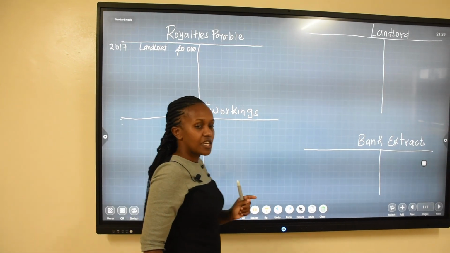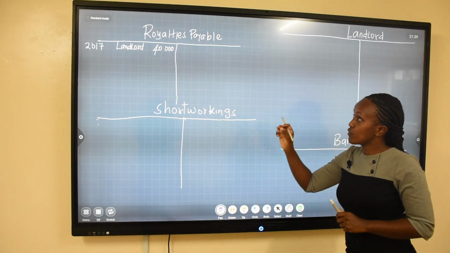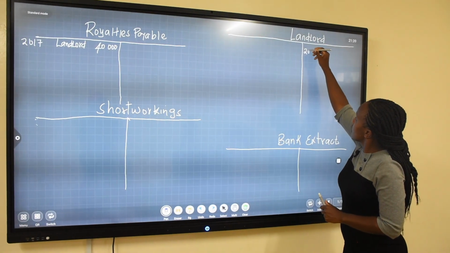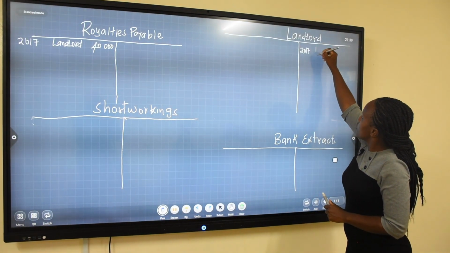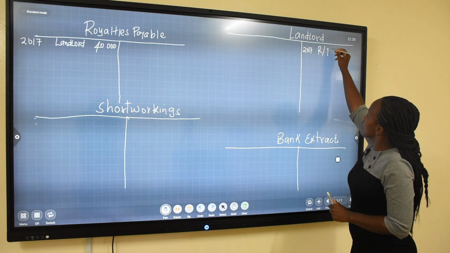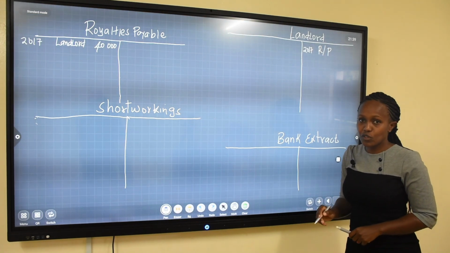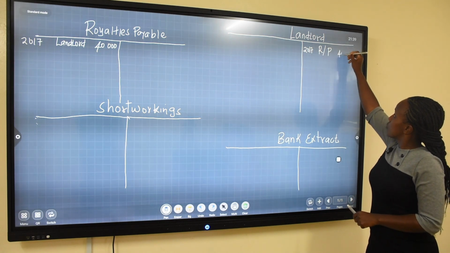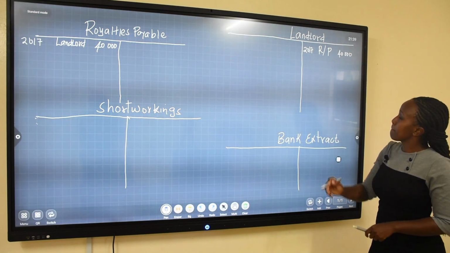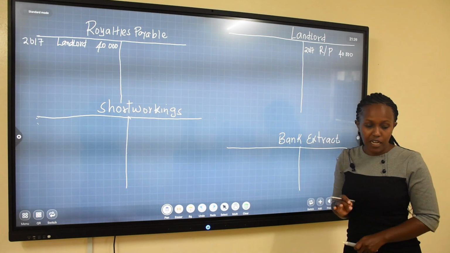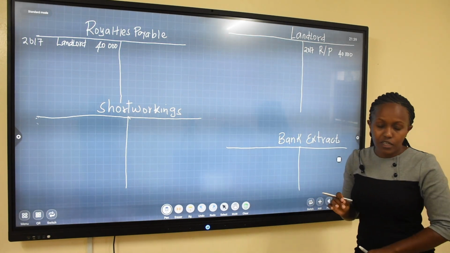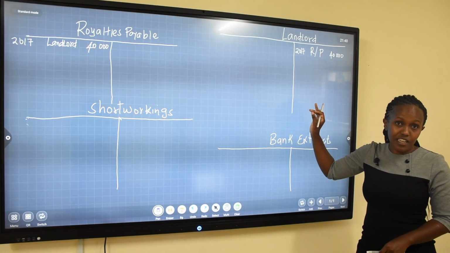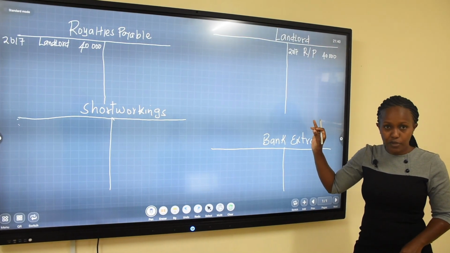Now, to finish the double entry, we have to come here to the landlord in 2017. And we are going to say from the royalties payable, allow me to use the short form for royalties payable so that it can fit. The landlord is supposed to be paid 40,000. Remember, this amount is not enough. The landlord can only take 75,000, meaning there is a short working of 35,000.